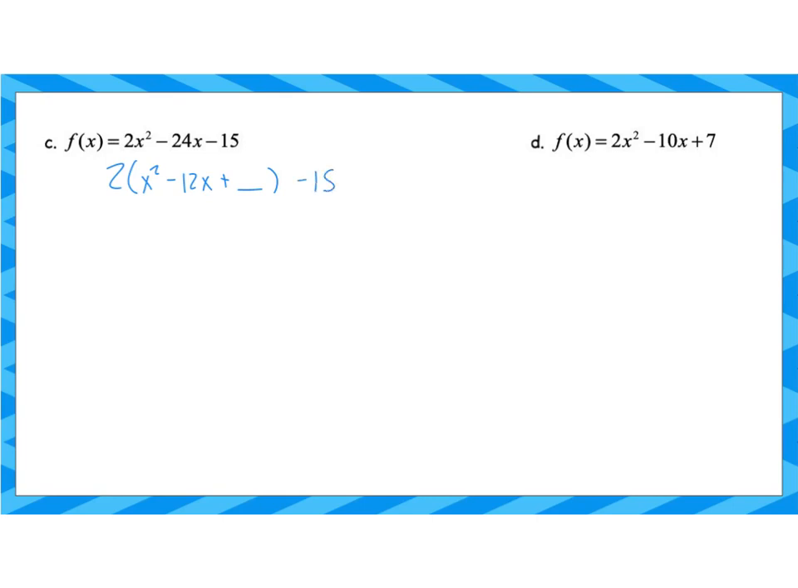Then I have the minus 15 outside of the parentheses there. So now we'll figure out the number that goes in the blank. Well, it's the b term divided by 2 squared. So negative 12 divided by 2 is negative 6. Negative 6 squared is 36.